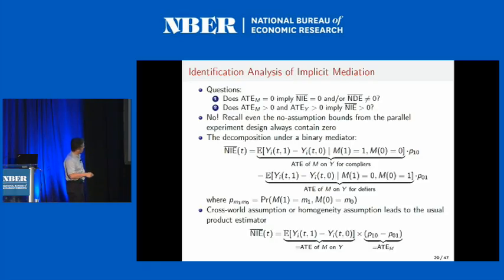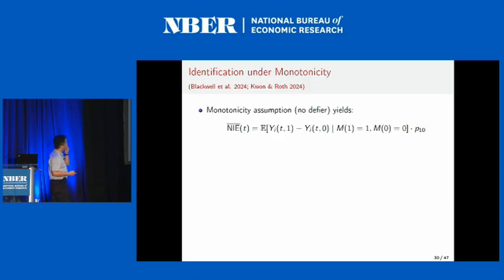Now, if we assume cross-world independence, then these M's are independent of the potential outcomes. Remember that's independence. Okay? So then we can drop this conditioning. The defier and complier distinction doesn't matter. Or you can think of this as a homogeneity assumption, like compliers and defiers have the same effect of the mediator on the outcome. Once you do that, then you get the usual product rule, which is the average treatment effect of the mediator on the outcome multiplied by the average treatment effect on the mediator. So that's the usual product rule of standard mediation analysis. Again, the heterogeneity matters, and the cross-world assumption basically removes that heterogeneity.